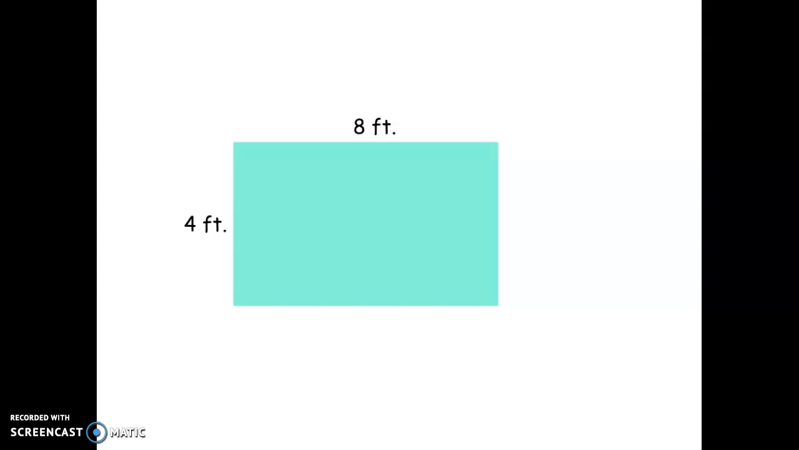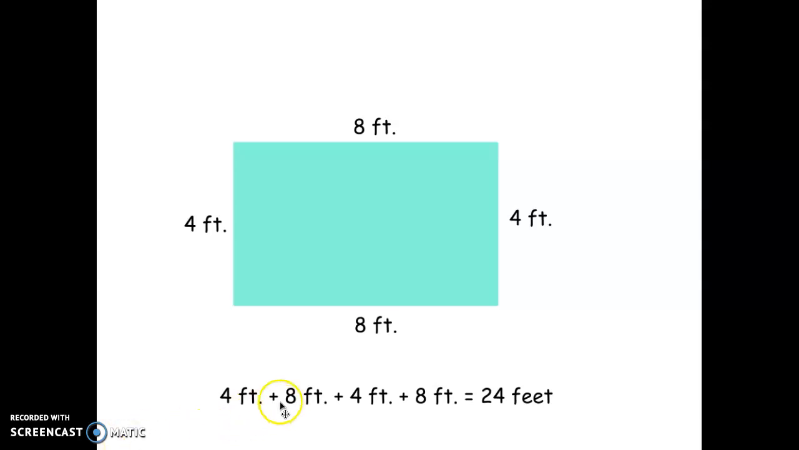I want you to go ahead and pause this video and try and work this problem out on your own first. Then, once you're ready, continue to hit play and check your answers. We know that opposite sides of a rectangle are equal, so if this side is 4 feet, then this side is also 4 feet. And if this side measures 8 feet, then this side measures 8 feet. Add all of those lengths together and you have a total perimeter of 24 feet. Good job working through that problem.